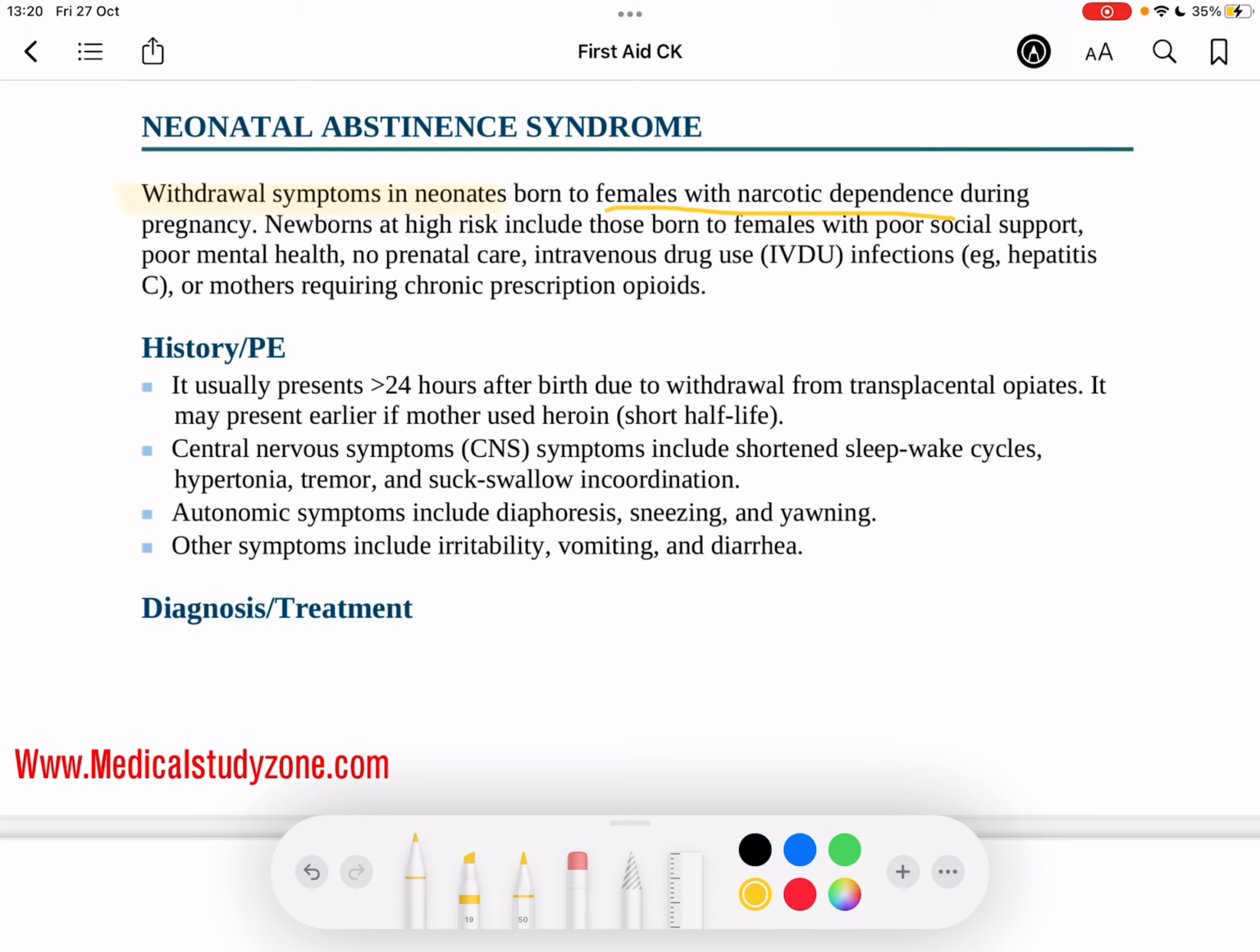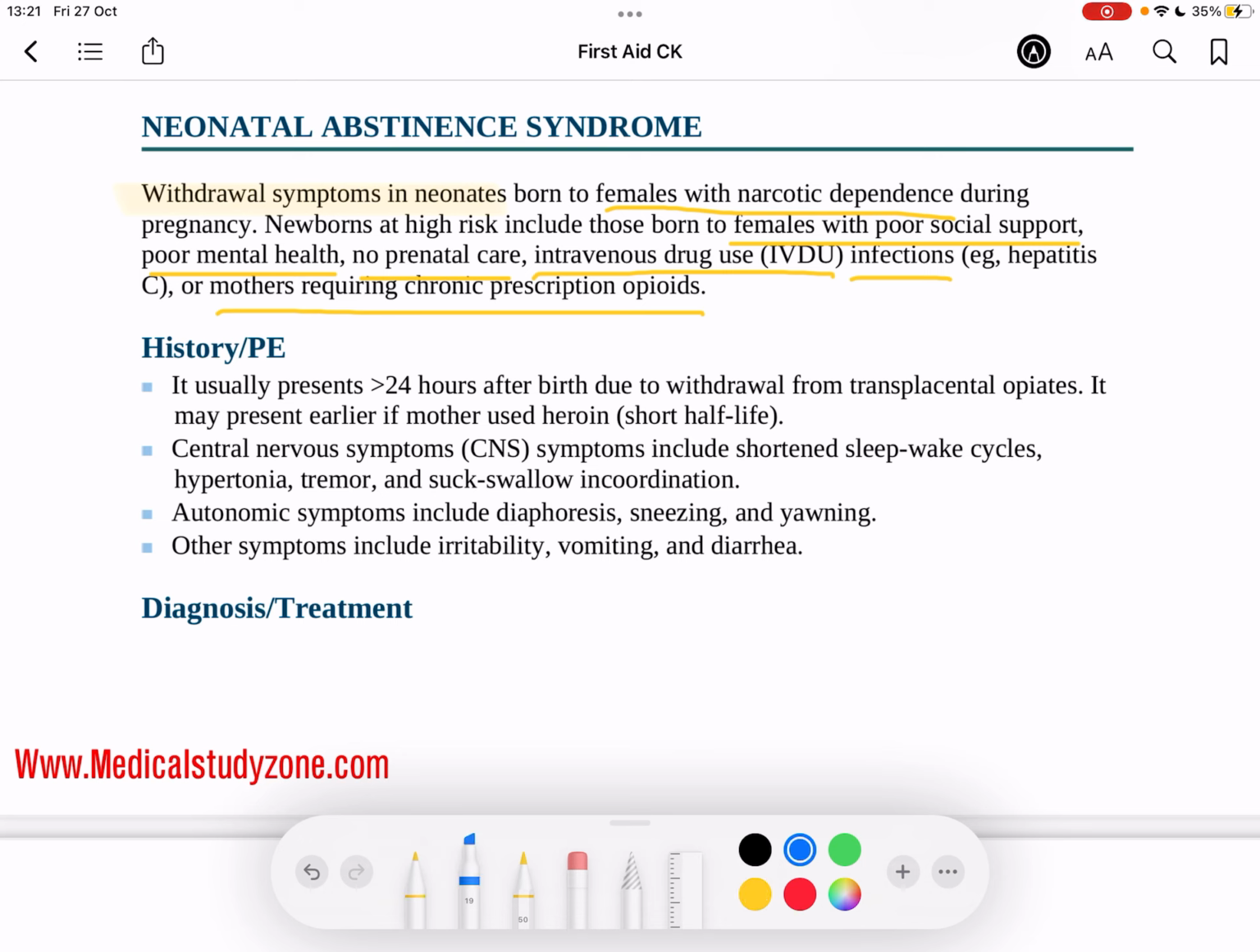Newborns at high risk include those born to females with poor social support, poor mental health, and no prenatal care, and IVD use, and even infections as well. Or in mothers requiring chronic prescription opioids. Maybe the mother has got some kind of chronic pain syndrome where she requires opioids, okay? But generally speaking, you're looking for low economic, young females with an IVDU history.